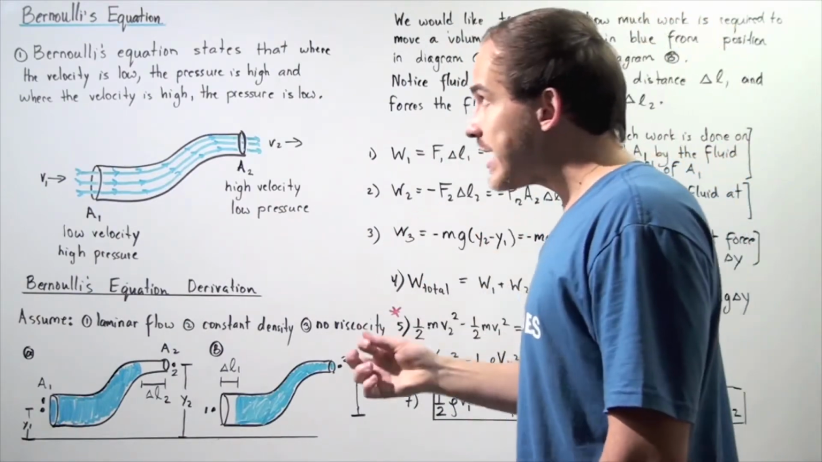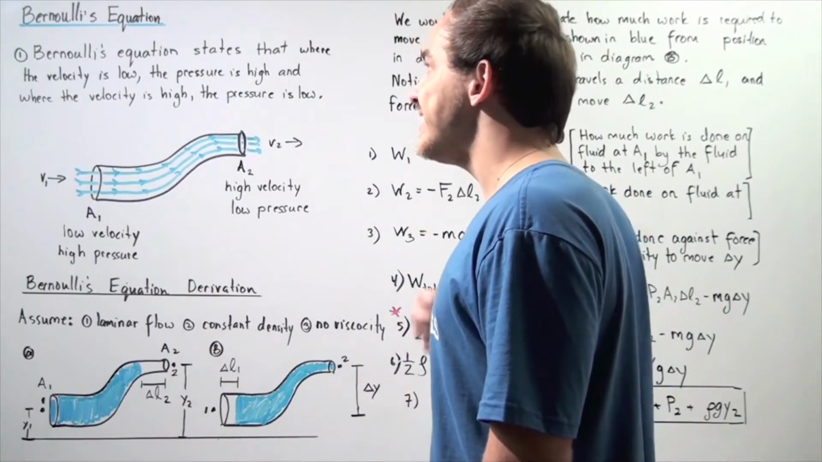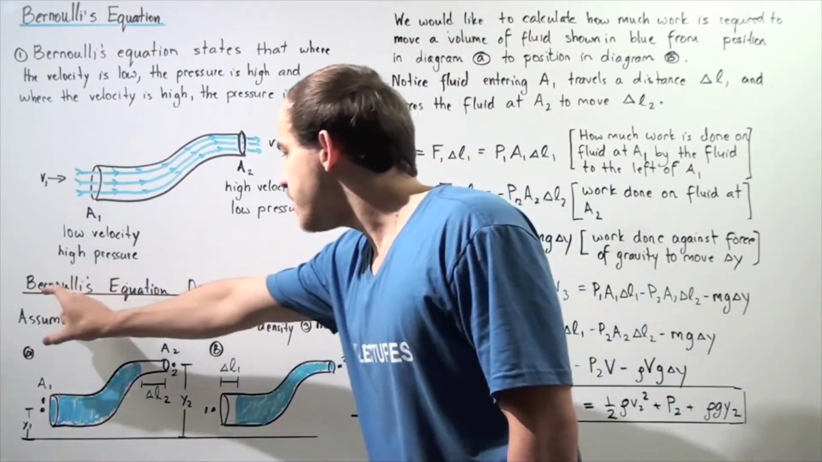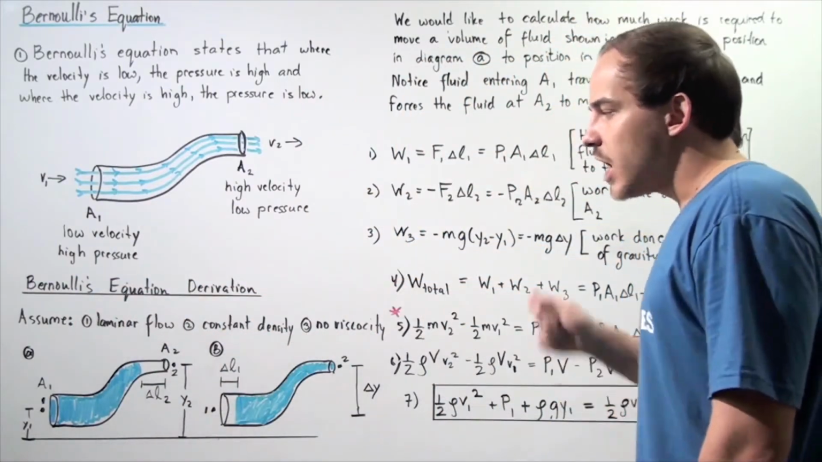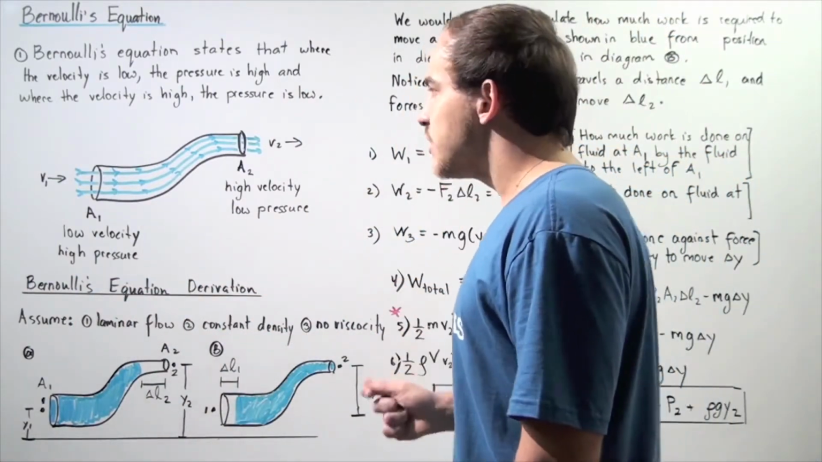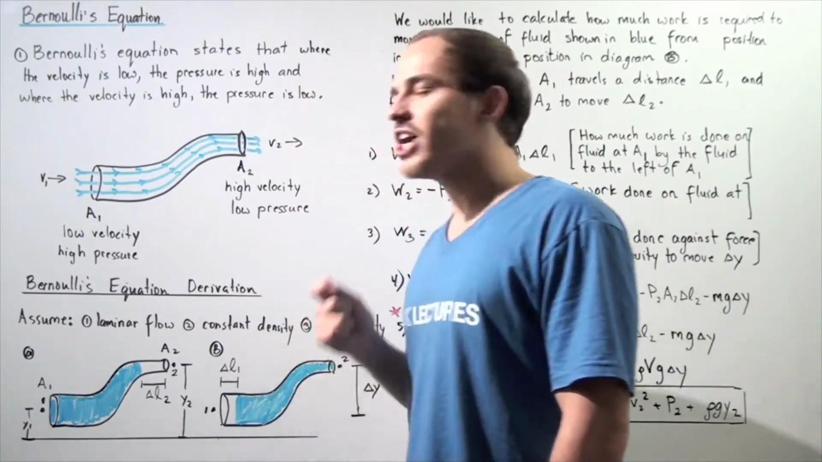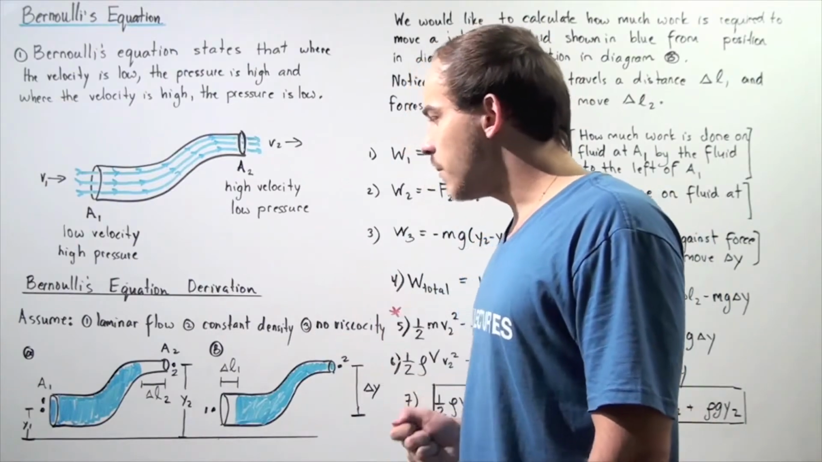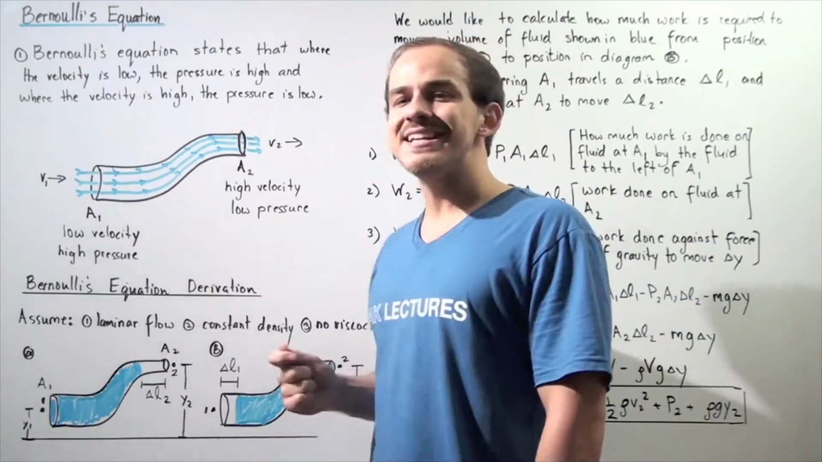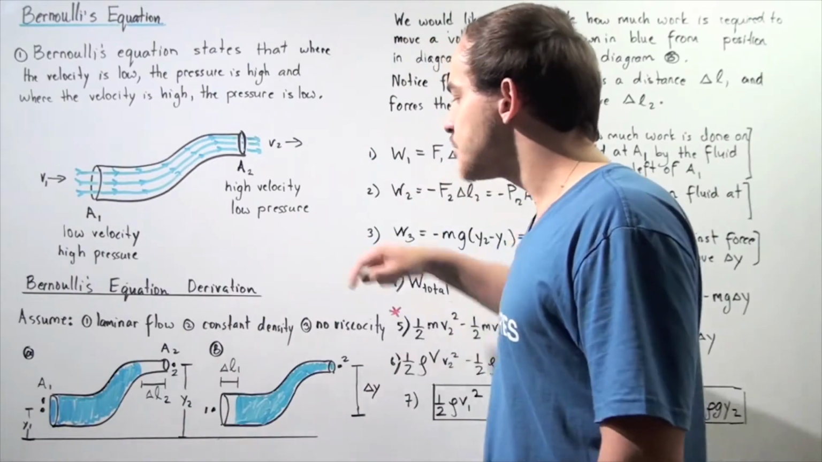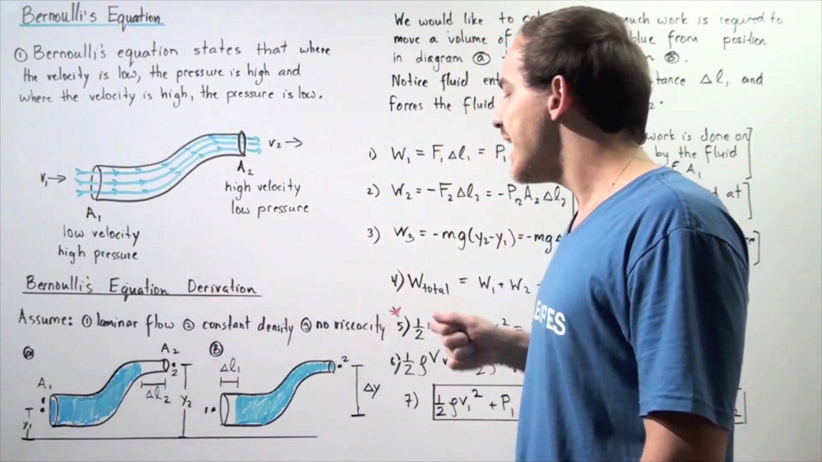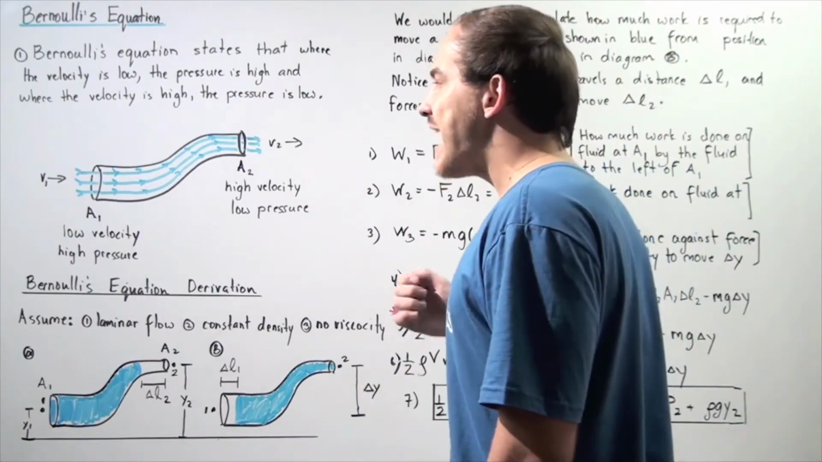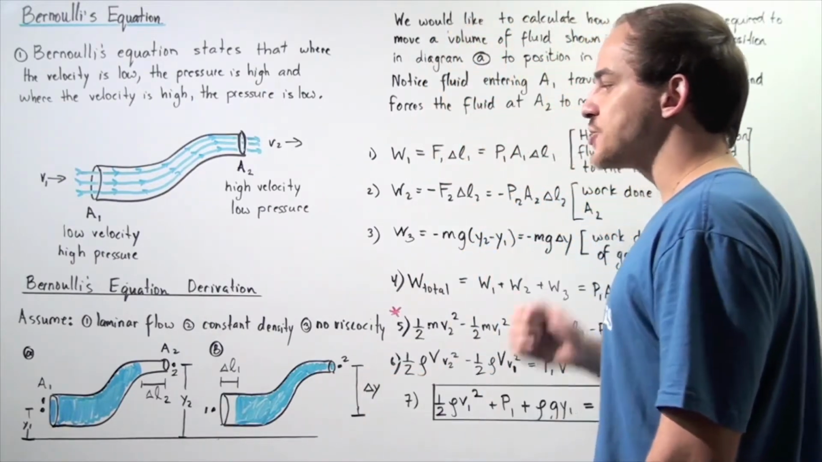Now, Bernoulli's equation also can be stated in equation form. And in order to derive our equation, let's make the following assumptions. Assumption number one is that the fluid we're looking at is undergoing laminar or streamlined flow. Assumption number two states that our fluid is incompressible, which means that we have constant density. And assumption number three states that our fluid has no viscosity while it's moving.